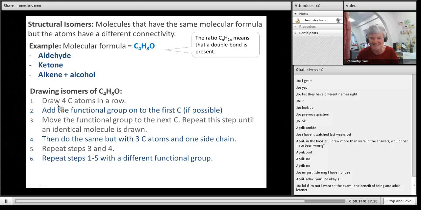Right, so if I was doing this, draw 4 atoms in a row because I've got 4 carbons, add your functional group, and add it to the first carbon if you can. This is if you want a methodical way of drawing isomers. Then you fill the rest with your hydrogens, and then you just move the functional group, then you shorten the parent chain and put in side chains, and you just keep on going. But as I say, you'll never be asked to draw all of them.